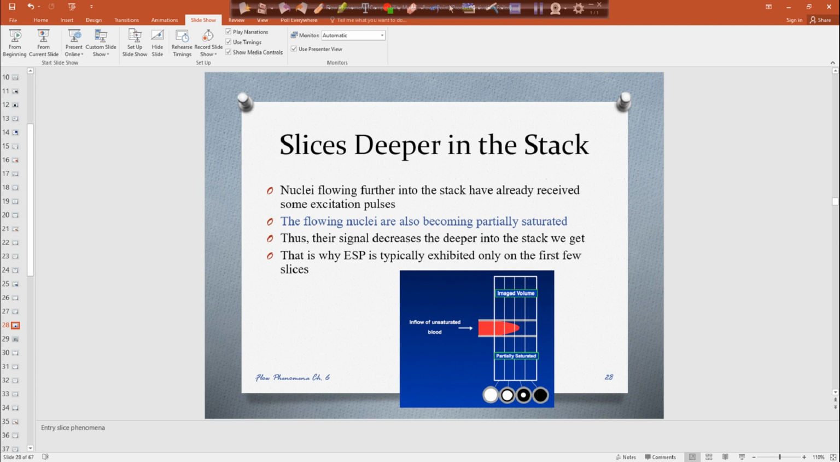That first slice, when we got blood flow coming in, is going to be real pretty. Your vessels are going to be nice and bright, high signal, hyperintense. But then as it goes through the stack, depending on how thick that stack of area that we're scanning is, it starts to receive more and more RF pulses, just like our stationary tissue. So it starts to get darker and darker, and you get signal void. So our flowing nuclei, unfortunately, start to become partially saturated as it goes through that stack of slices.